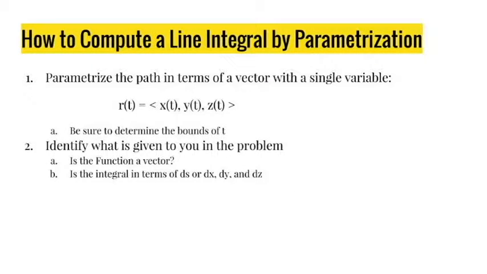The first step in computing a line integral by parameterization is to parameterize the path in terms of a vector with a single variable, r of t. You're going to want to determine whether or not the function is a vector, and also whether the integral is in terms of ds or dx, dy, and dz.